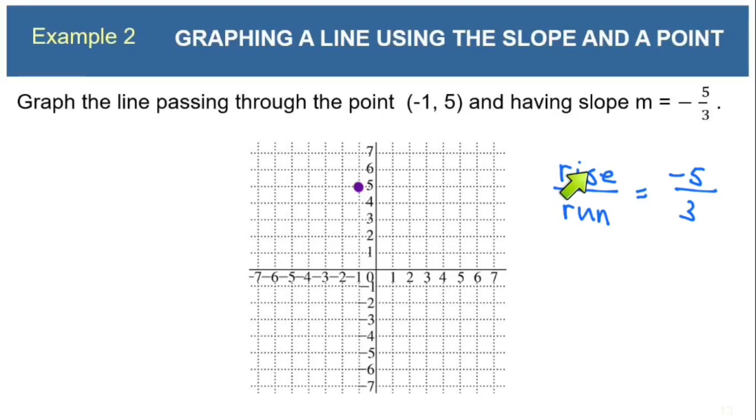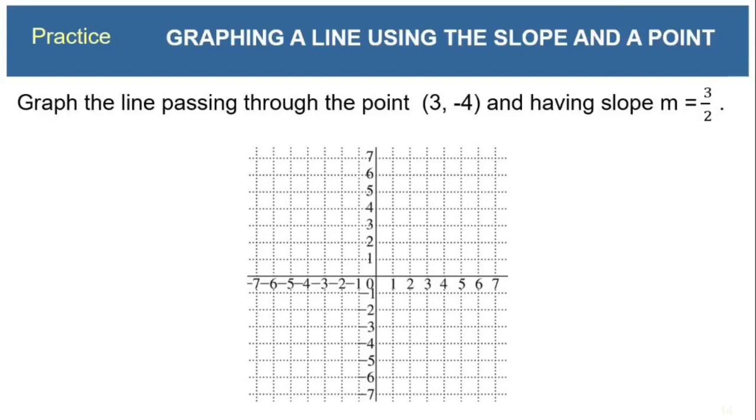And so if we think of slope as rise over run, we'll have a rise of -5 and a run of positive 3. So from here, I'm going to go down 5, 1, 2, 3, 4, 5, and right 3, 1, 2, 3. And this is where my second point will go. And then I connect the two dots with a straight line. And so that's how that works. Notice again that because we have a negative slope, we have a line that is slanting downhill as we go from left to right. Now here is a similar example for you to practice with.